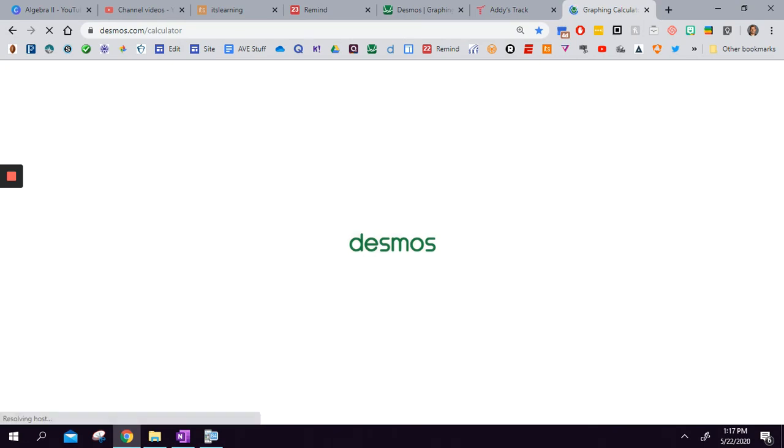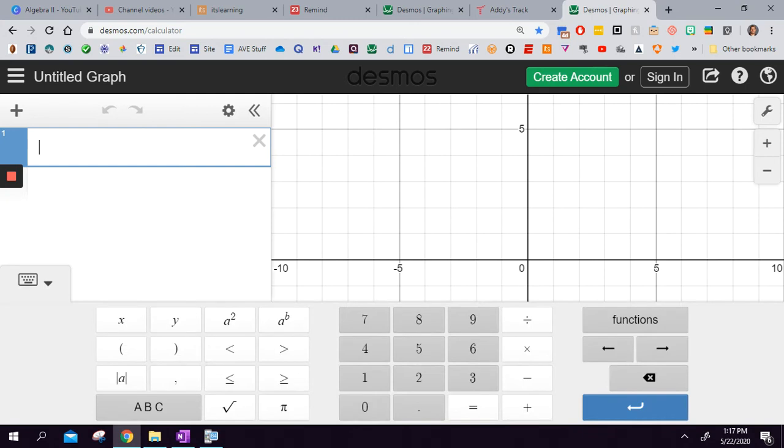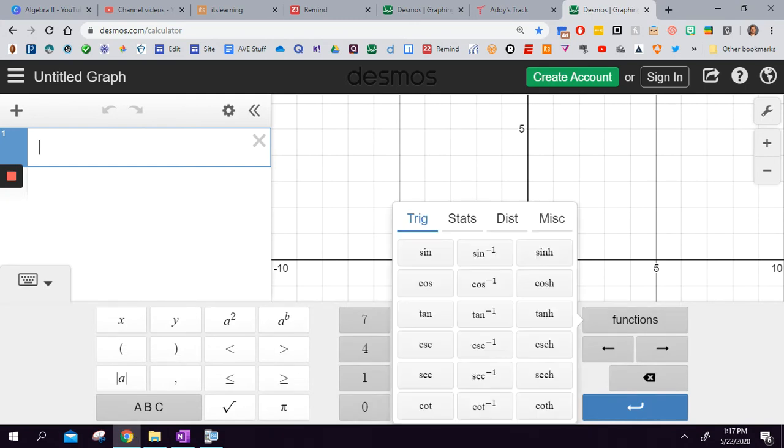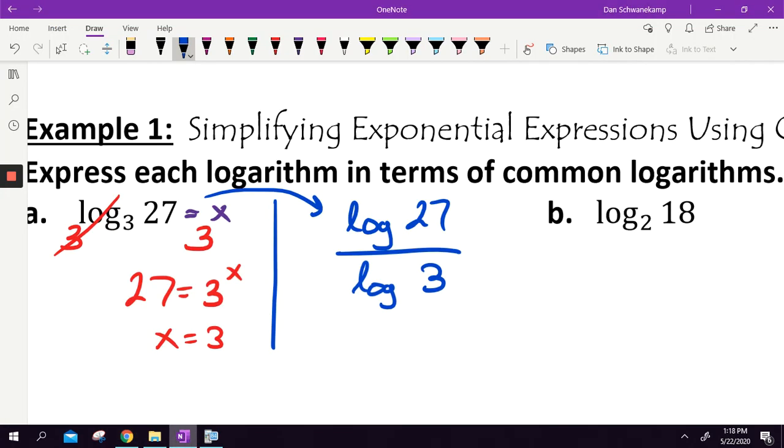If I was on Desmos and didn't have a graphing calculator, this is my favorite one, and you could download the app. It barely takes up any space on your phone. If I hit the functions button, go to miscellaneous, and there you have log, but then I have a log with a base. So log base 3, and then of 27. Yep, that gets me 3 as well. So however you want to do it, that's fine with me. Just make sure you can do it.